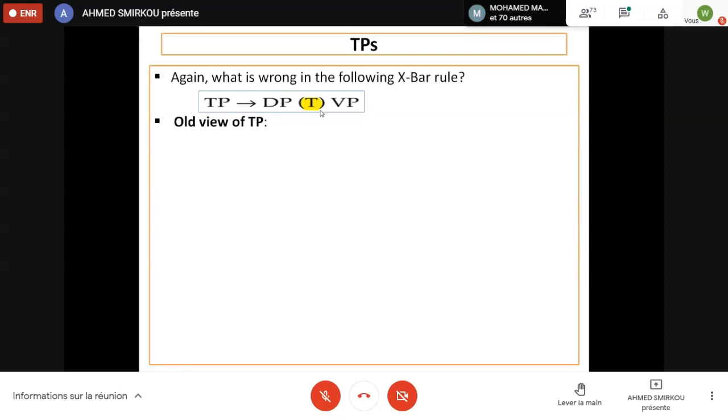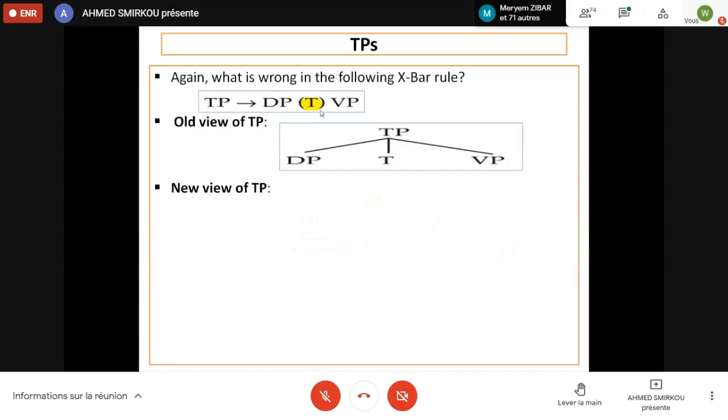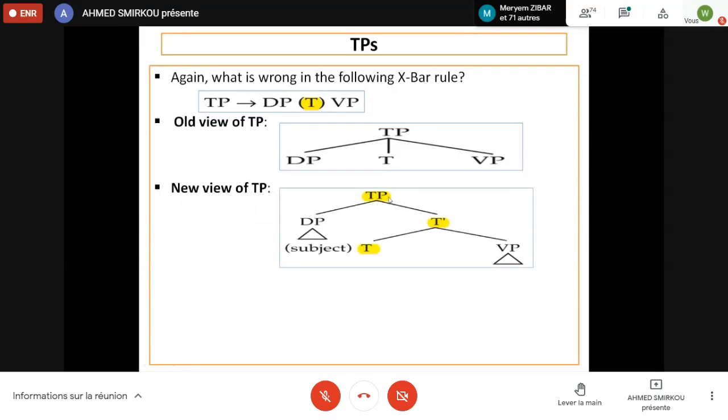But what we are going to do now is to show that T is always there. This is the main point we have to explain. We do not have T only with auxiliaries, but it's already there. So the new view of TP is this one: TP, T bar, T zero. In this chapter, we started with DP: DP, D bar, D zero. Then we moved to CP, C bar, C zero. Now we finish with TP, T bar, T zero. Very simple. What is somehow confusing is the argument.